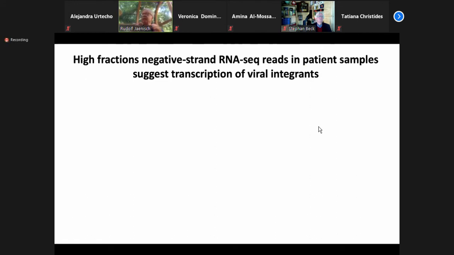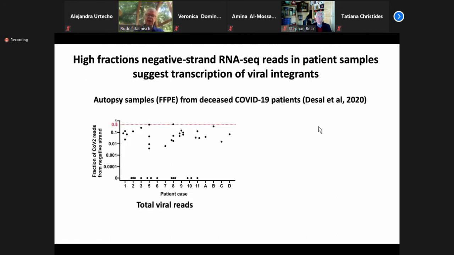Patient samples from published data coming from the lung, for example. When we look at this published data, we find in these patients many of those contain negative viral strands, orders of magnitude higher than acutely infected cells. Some contain 50%. 50% basically means, if you follow our logic, 100% of the viral reads come from integrated sequences, and some others were less.